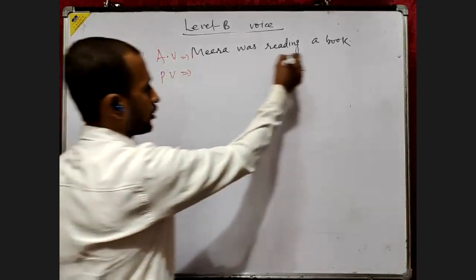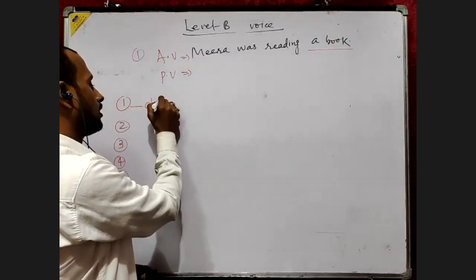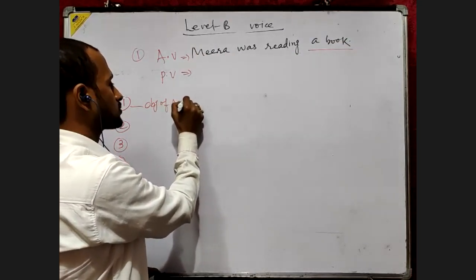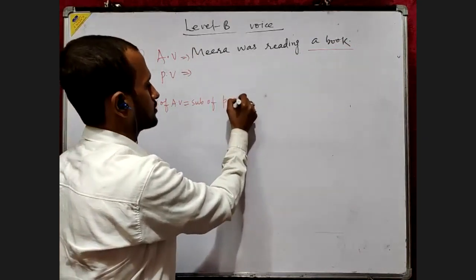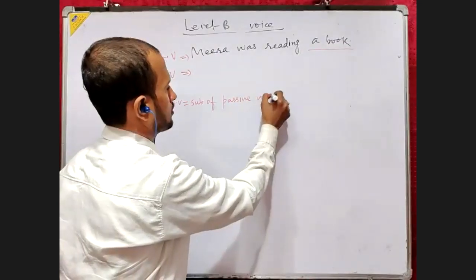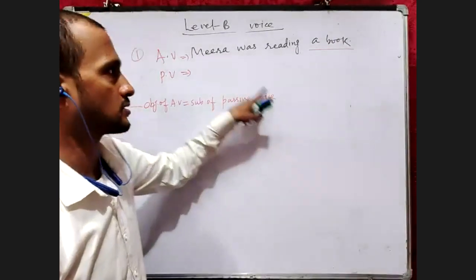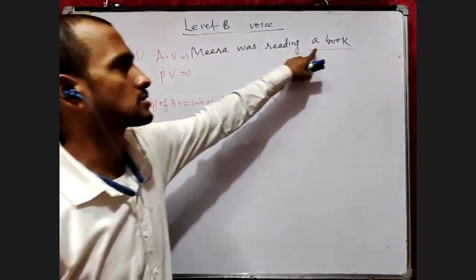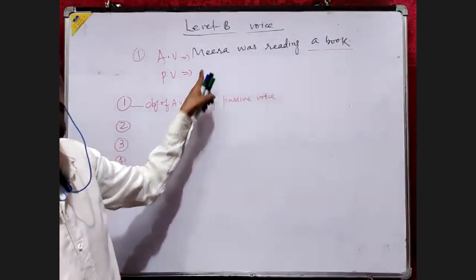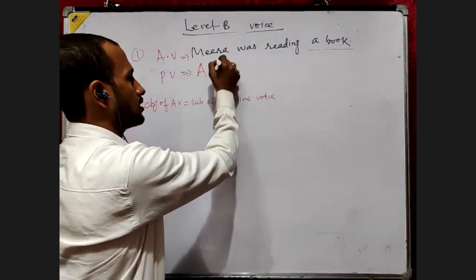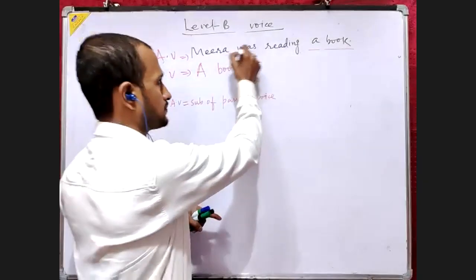Firstly, the object of the active voice will be the subject of the passive voice. What is the object of the active voice? A book is the object of the active voice. It will become the subject of the passive voice. So, a book. Then the auxiliary verb: was is given.